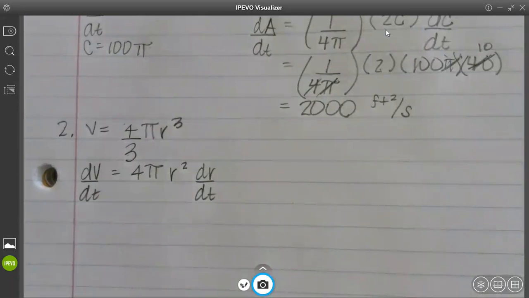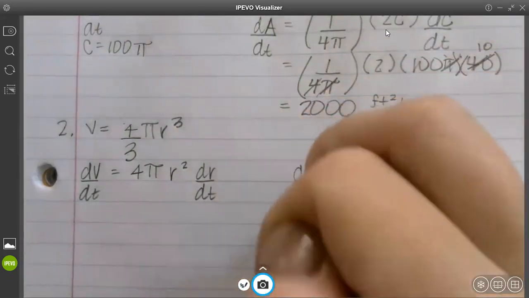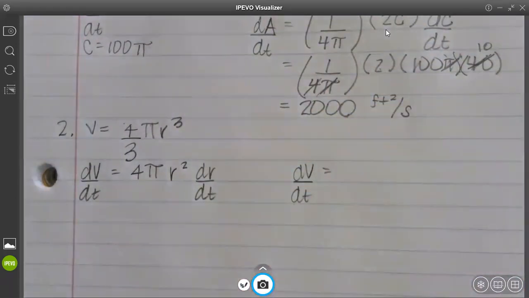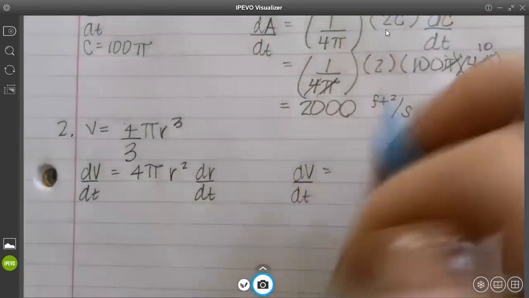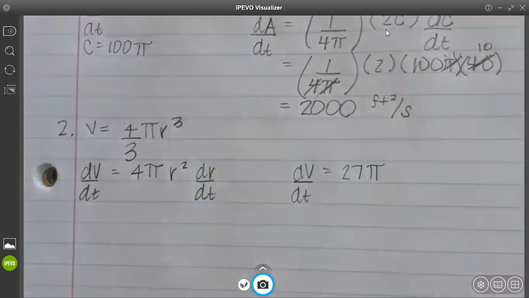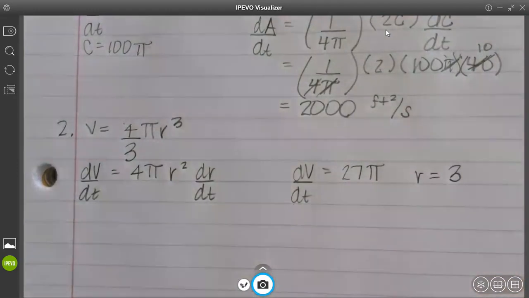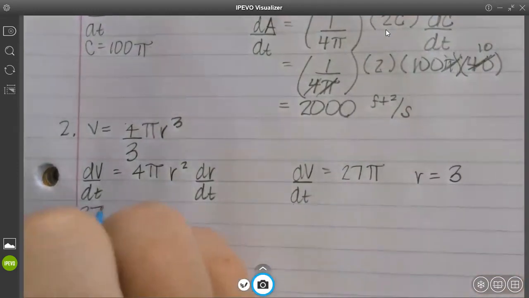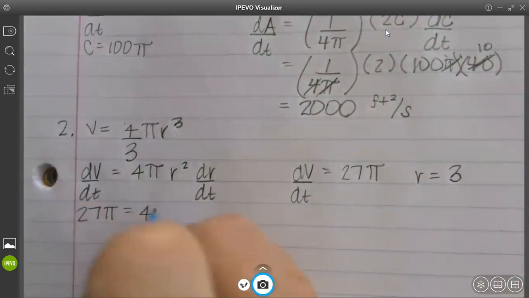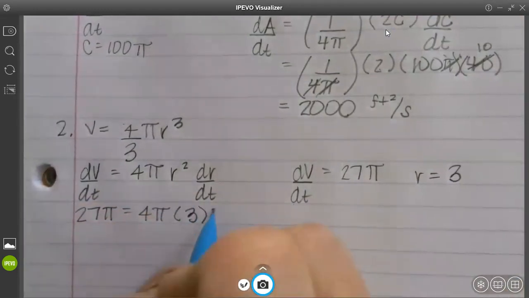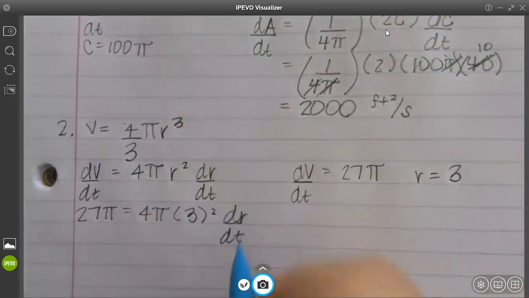All right. What do they give you in the problem? Where does that go? It's actually the volume. How do you know it's the volume? Keep reading. Inches cubed. So worst case, if you don't know the verbiage, look at your units. Because it's cubed, that's definitely the volume. So 27 pi. What else do they give you? And the radius is 3. All right, so dV over dt is 27 pi, equals 4 pi times r, which was 3, squared, and we're solving for dr over dt.